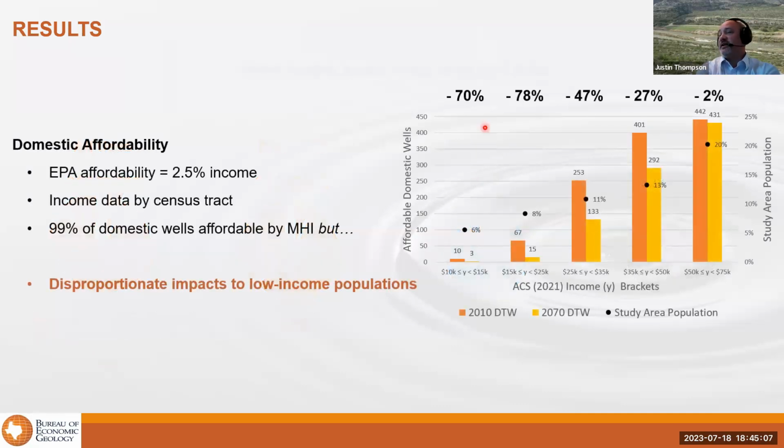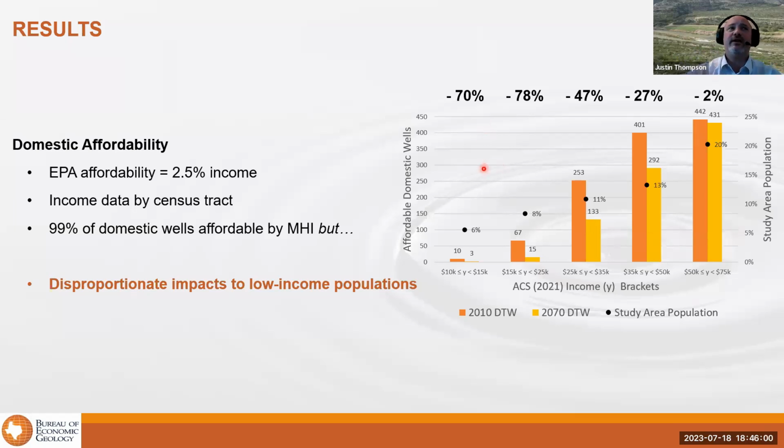Finally, because we're interested in impacts and most of our users were domestic users, we took a look at domestic water affordability. And for that, what we used was the EPA affordability metric of 2.5% of income. Now, it would not be appropriate or indeed even possible to link the income of specific well owners to specific wells. So what we can do, though, is we can bring in income data by census tract, specifically median household income, and we can say something about how many wells within this census tract would be affordable according to this 2.5% income threshold. And then we can go even further and say, how many wells within each census tract would be affordable to the income brackets reported by the Census Bureau data?